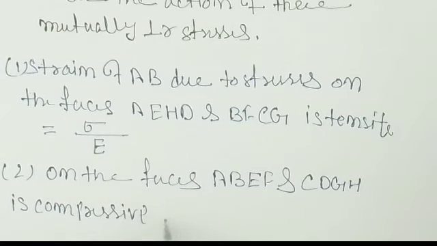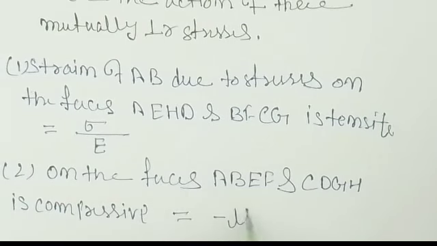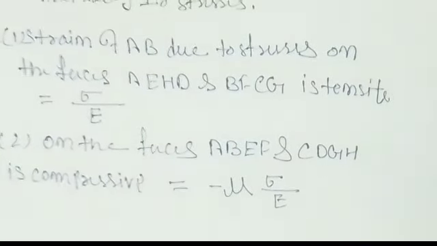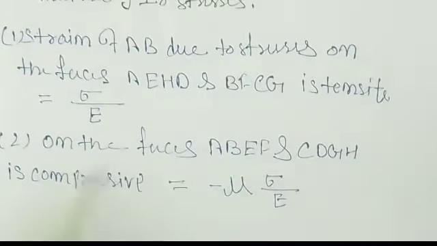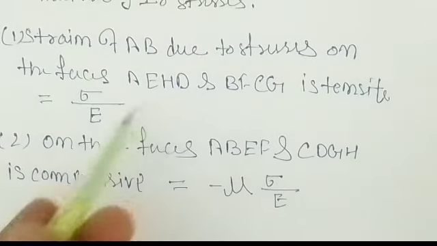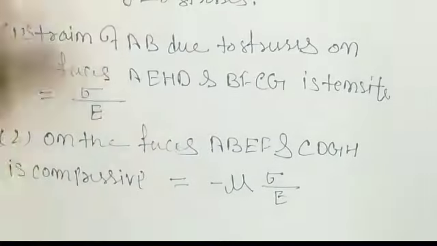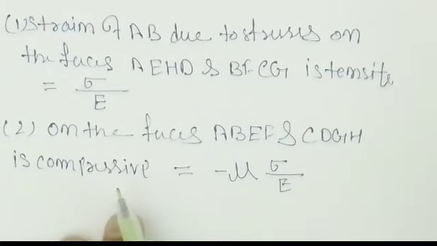And what is that magnitude? That is equal to minus mu times sigma by E. You know the Poisson ratio is lateral by longitudinal. So this strain is the lateral and this is the longitudinal, right? So that's why it is Poisson's ratio times the strain on the longitudinal axis.